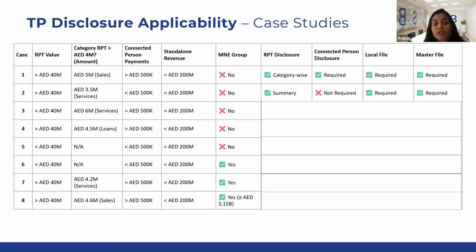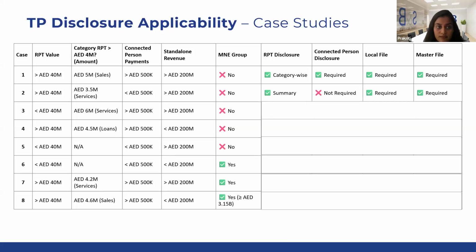And I will also take you through, in the very next slide, how it appears in the tax return. So I've captured the screenshots and I'll tell you what the summary of the RPT disclosure is. Now, since the connected person payments are less than the threshold, which is 500,000 dirhams, in that case, connected person disclosure is not required. The standalone revenue of the company is more, and hence local file is required.